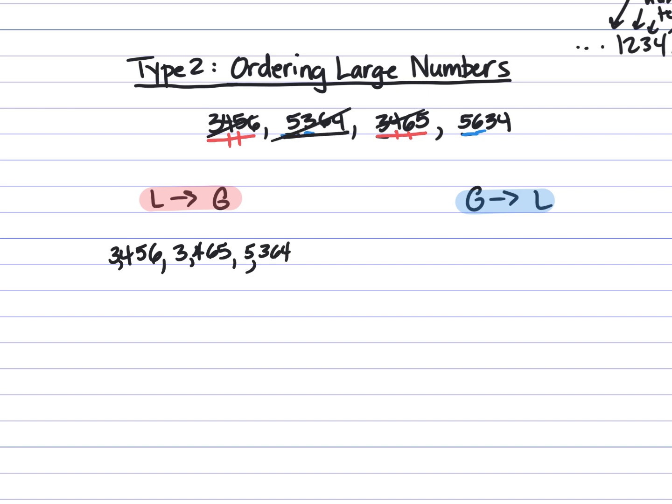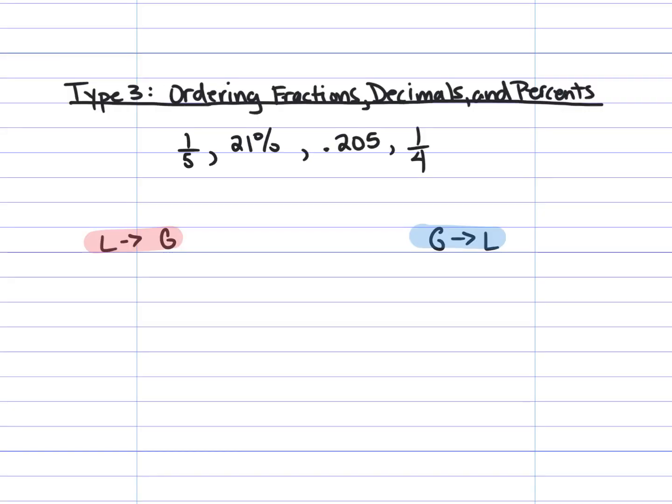5,364. Mark it out. And that makes our last number 5,634. Again, pay attention to the place values. And then greatest to least is just the reverse order of this. 5,634, 5,364, 3,465, and 3,456.